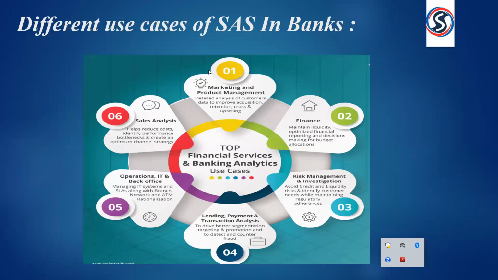Fifth is operations, IT, and the back office, managing the IT systems and SLAs, along with the branch network and ATM rationalization. And last but not least, it's sales analysis, which helps to reduce cost, identify performance bottlenecks, and create an optimum channel strategy. Okay, so these are the different use cases of the tasks that are performed in the bank.